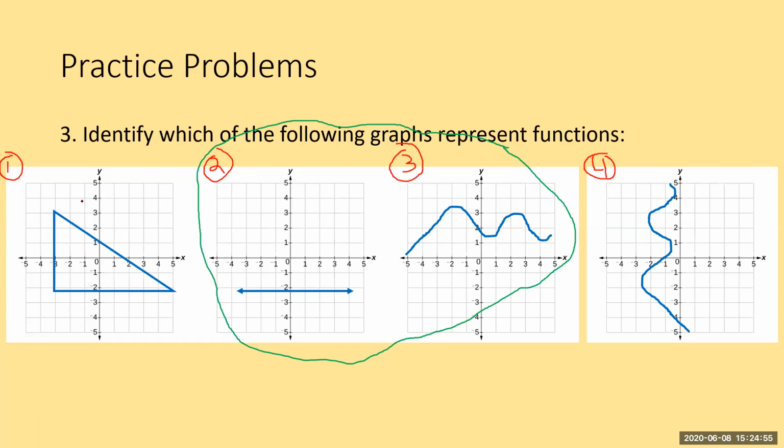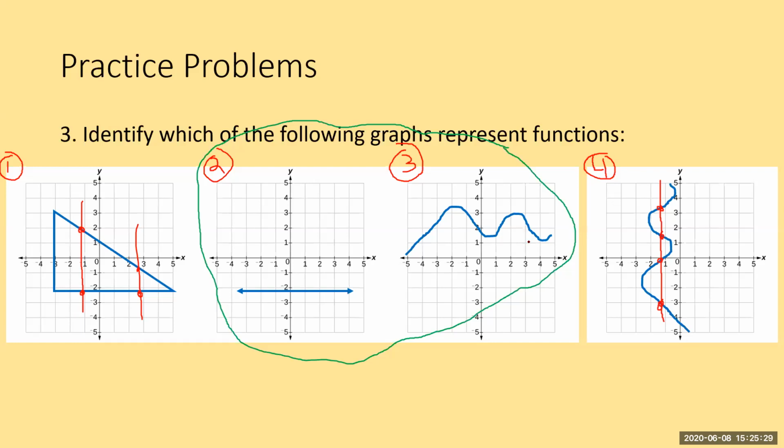If I try drawing some vertical lines through graph number 1, I can see my vertical lines are going to be crossing in more than one point on the graph. Same thing for graph number 4. If I draw a vertical line through my graph, it's actually going to cross in 4 different spots. Right, so it's definitely failing that vertical line test, so it's not a function. So the correct answer here would be graphs 2 and 3.